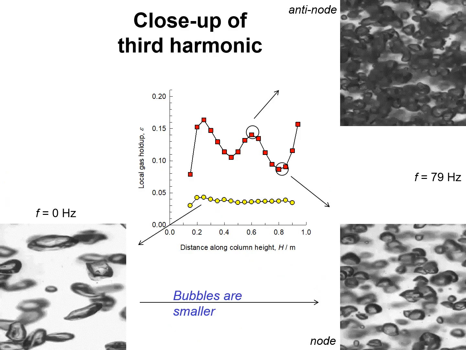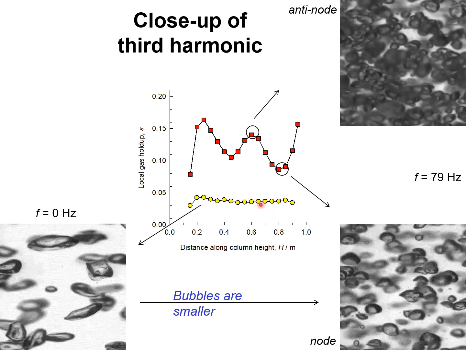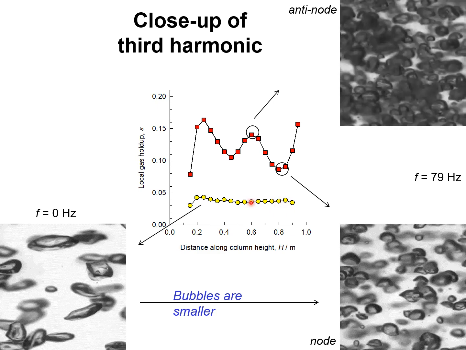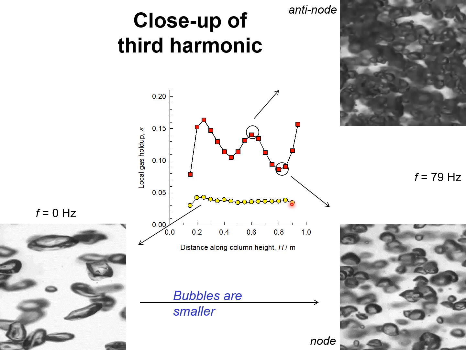We now examine the bubble column operations at the third harmonic in more detail. The local holdups along the height of the column are plotted here as a function of column height, and we see there are low holdup, high holdup, low holdup, high holdup, low holdup. The high holdups correspond to the antinodes, and the low holdups correspond to the nodes of the harmonic. The operation of an unvibrated column is shown in this set of symbols with yellow circles, and the gas holdups are practically uniform but significantly lower than the gas holdups obtained for an operation in the third harmonic mode.